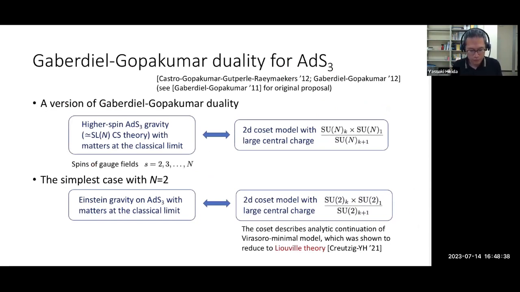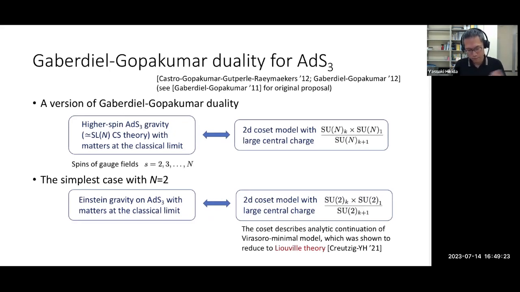And I want to introduce our duality as an analytic continuation of the Gaberdiel-Gopakumar duality. There are actually two versions of the Gaberdiel-Gopakumar duality, but I will use the less familiar version of it. This is a duality between higher spin AdS3 gravity described by SL(N) Chern-Simons theory, and some coset theory of this form. The point here is, usually we use Vasiliev theory as a higher spin gravity, but the Vasiliev theory has infinitely many higher spin fields.